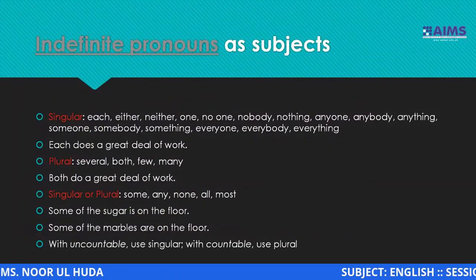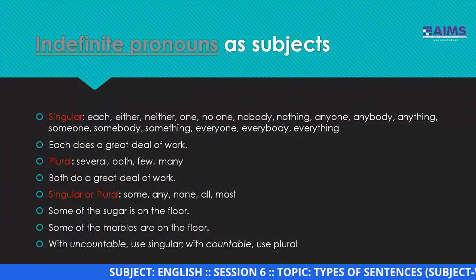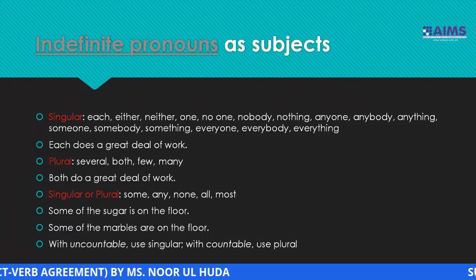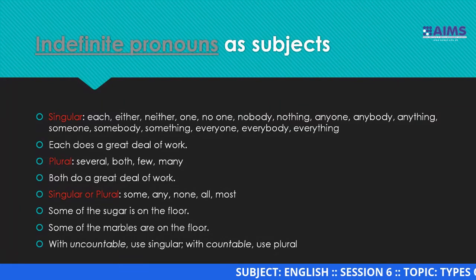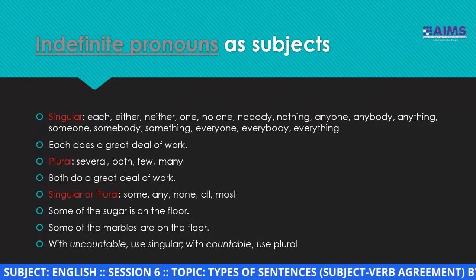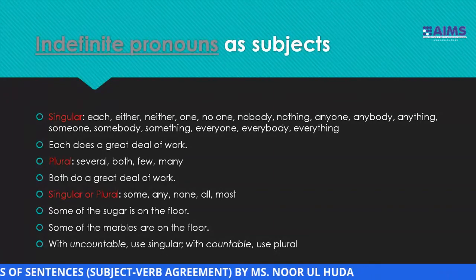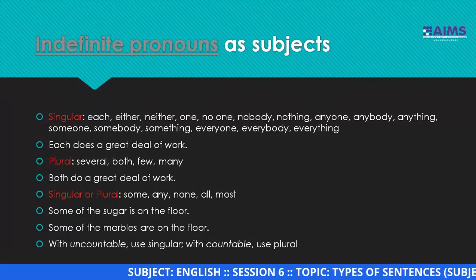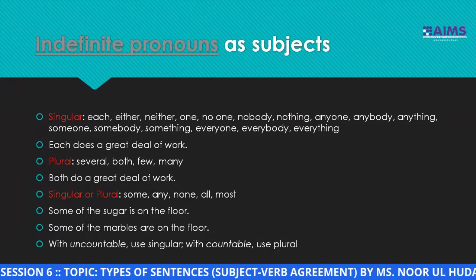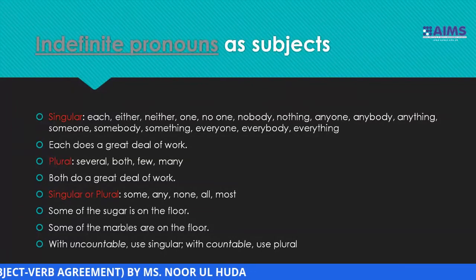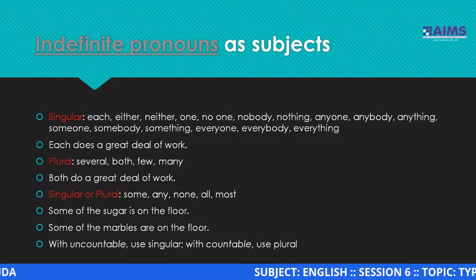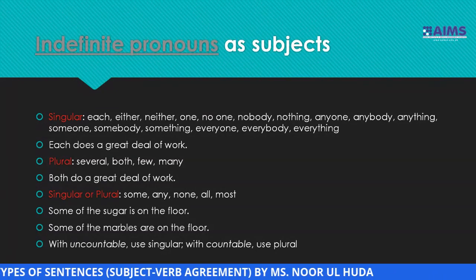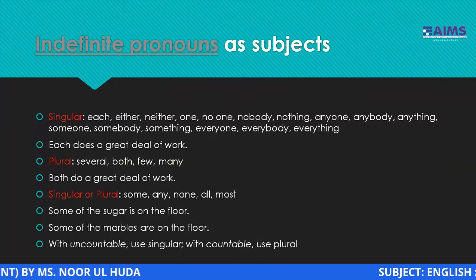Indefinite plural pronouns. There's a confusion about when we use these types of words, like singular indefinite pronouns. Indefinite pronouns are those in which we are not specifying a particular person or noun. So: each, either, neither, no one, nobody, nothing, anyone, anybody, anything, someone, somebody, something, everyone, everybody, everything. When we use these as a singular subject, we use the singular verb, which is does. Each does a great deal of work.